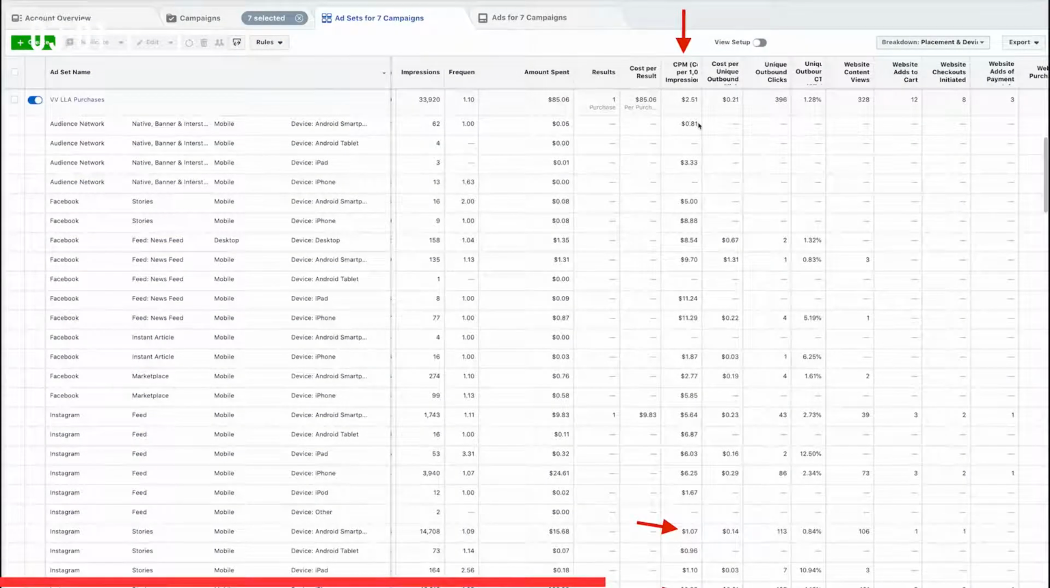I mean, there's even some cheaper options here, Audience Network, but we all know Audience Network is pretty much dog shit and doesn't really work that well. But even look at this. Instagram stories on an Android tablet, 96 cents. On the Android smartphone even is $1.07. That is so damn cheap.